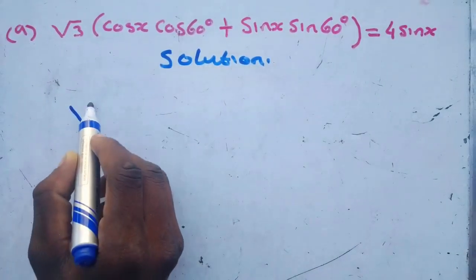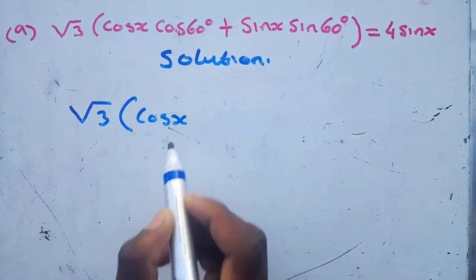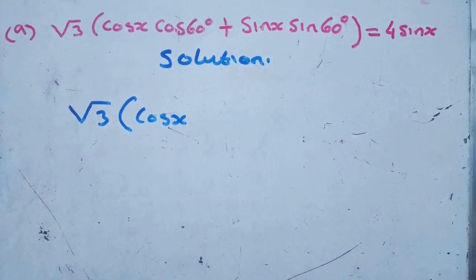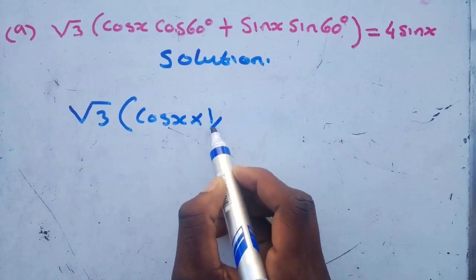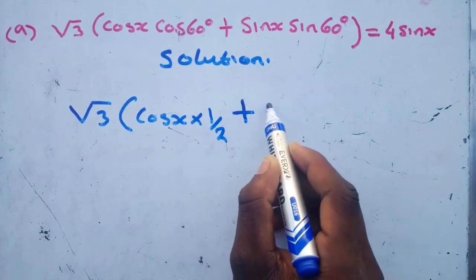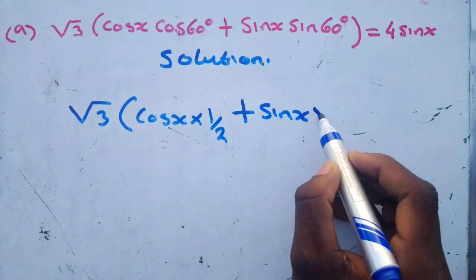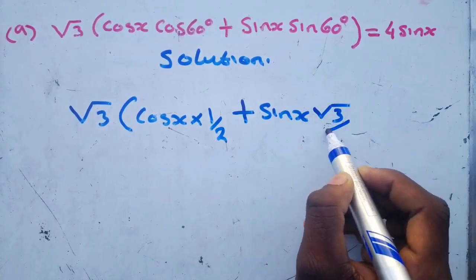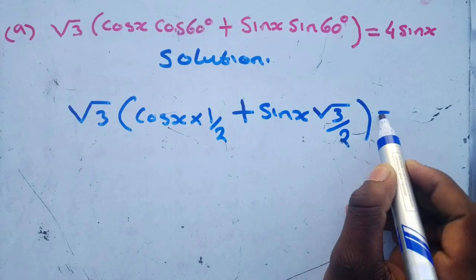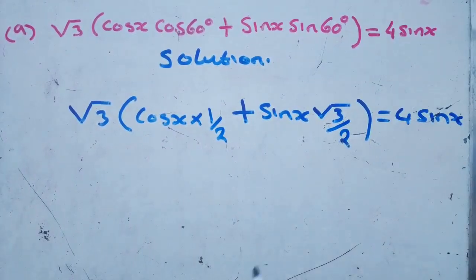So we have root 3 open brackets cos x. On special angles we know that cos 60 degrees is the same as 1/2, which is the half. So where there's cos 60 degrees we replace it with 1/2, plus sin x. Again, sin 60 degrees is the same as root 3 over 2. So we have root 3 over 2, close brackets, is equal to 4 sin x.